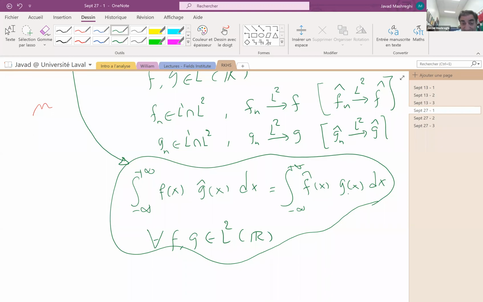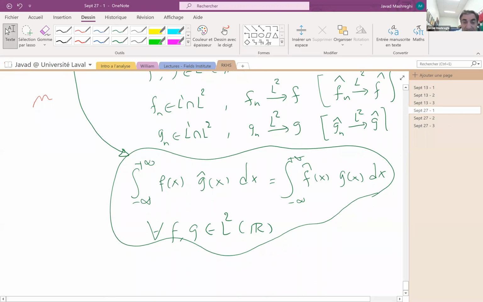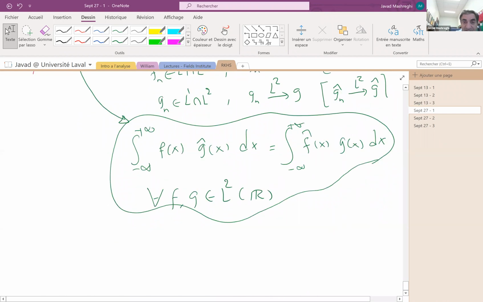What is the consequence of this, which I need after the break, is that this works for all F and G in L2. Instead of G, write G hat. So it becomes F G hat hat twice, and here it will be F hat G hat. And we saw that G hat hat twice is G of minus X. So it will become the integral of F of X, G of minus X dx, equal to the integral from minus infinity to plus infinity of F hat of X, G hat of X dx.